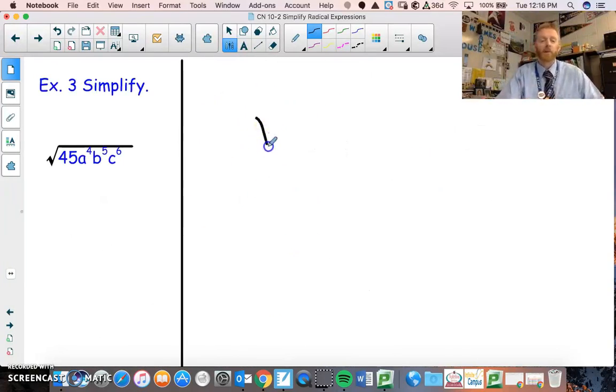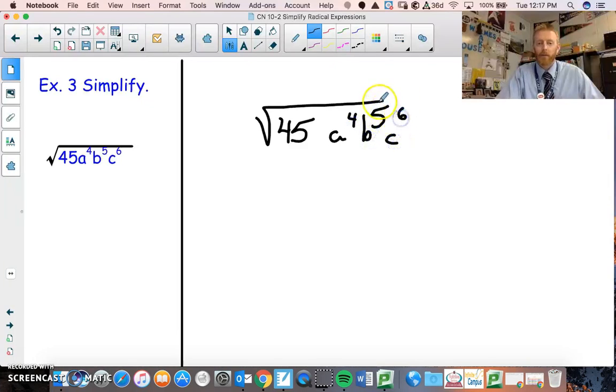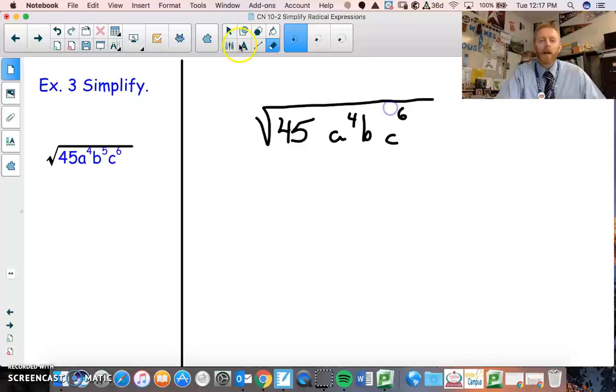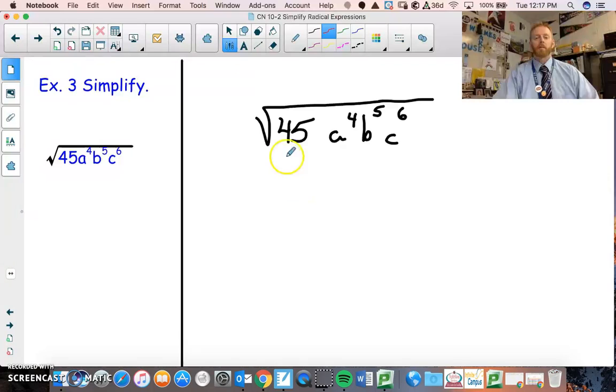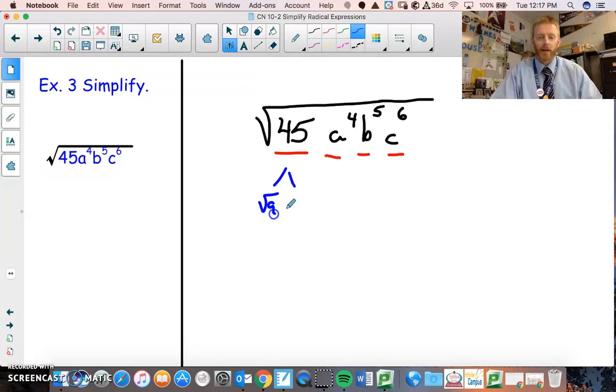So we're first going to be looking at the 45, and then we will look at the a to the 4th, the b to the 5th, and the c to the 6th. Well, that became a really big 5. I'm going to erase that and make it smaller, so it doesn't look different. What we are going to do here, folks, is look at each individual piece and simplify each individual piece. So things are going to come out of the radicand and things are going to stay inside based on what they are.